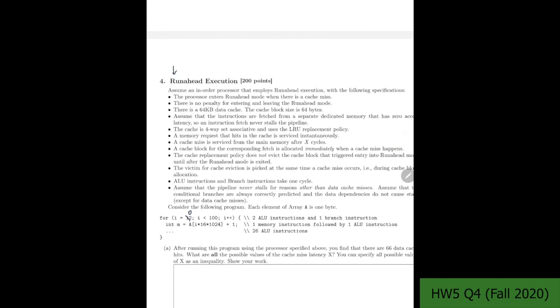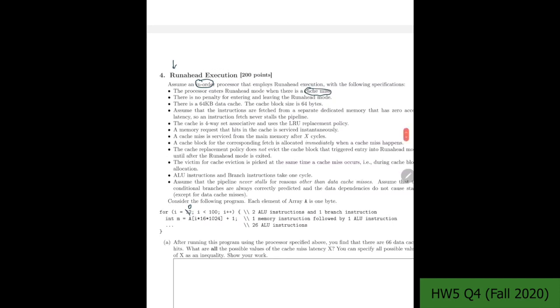So let's see the questions in the exercise. First, we assume an in-order processor that employs Runahead execution. The processor enters Runahead mode when there is a cache miss. So whenever we have a cache miss, we will enter Runahead mode. And there is no performance penalty for entering and leaving Runahead mode. There is a 64 kilobyte cache and the cache block size is 64 bytes. The instructions are fetched from a separate dedicated memory that has 0 access latency. So we don't take into account any instructions.